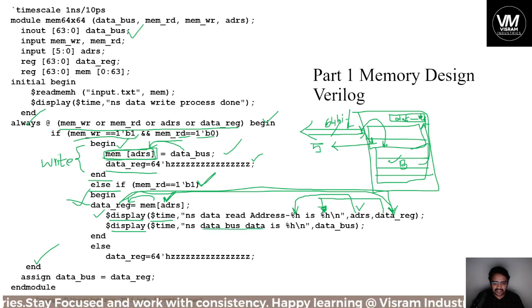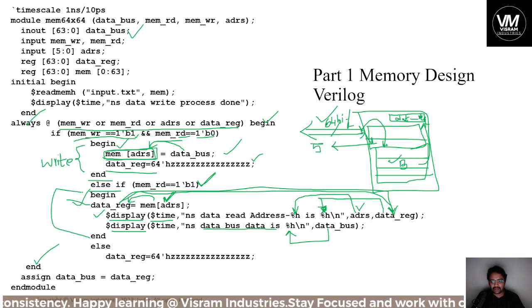Next is data bus. What is there in the data bus now? That can be considered by this data underscore bus at this point. Understood? End the block.